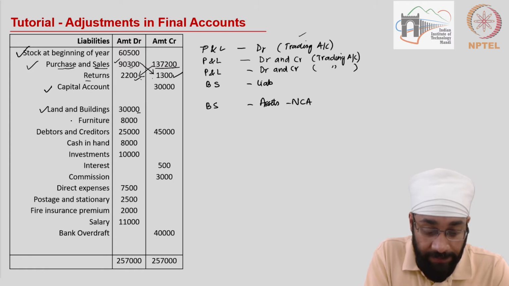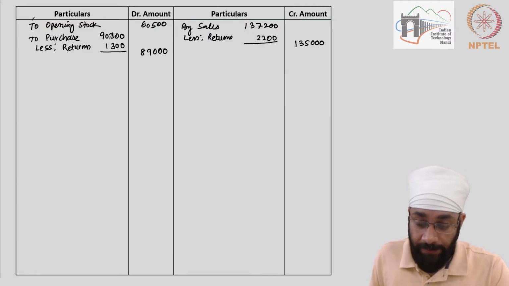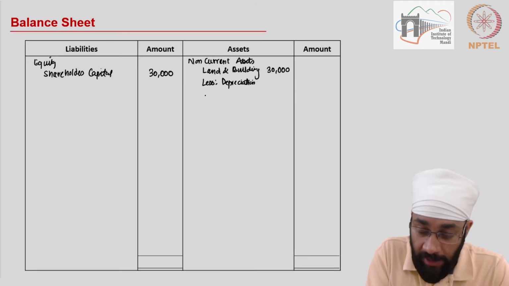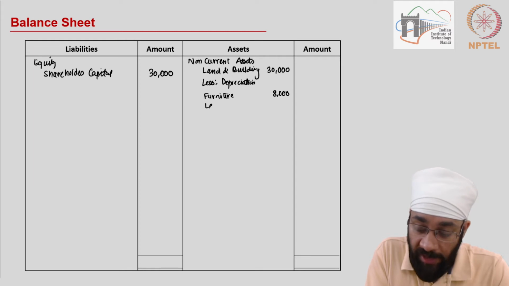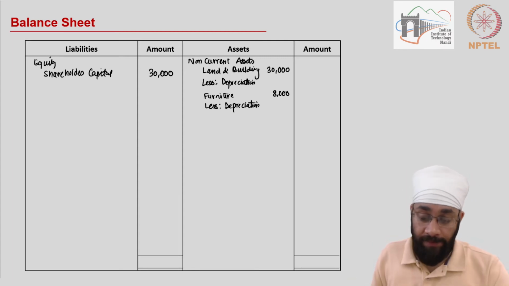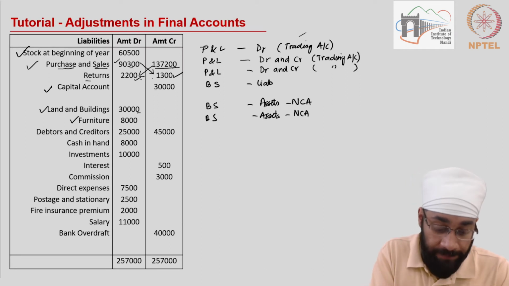Next up, you have furniture, and furniture has the same treatment. You go to asset side, and you have non-current asset, 8,000. So I'll go to balance sheet again, and I will write furniture. Amount is 8,000. We have to provide for depreciation, so we'll write less depreciation here. And whenever we reach the adjustment, we'll pick up the amount from there.